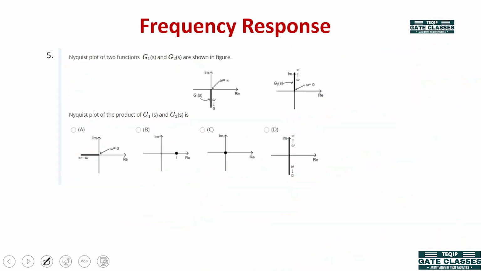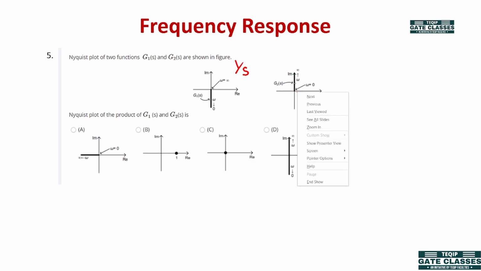Okay, so let's move on to the next question. Here we have been given two Nyquist plots. One is here, when omega is infinity, the magnitude value is 0 and angle is minus 90 degree, and when omega is 0, the magnitude is infinity and angle is still minus 90 degree. That means this is the polar plot for 1 by s. Okay, again in the next plot we have omega equal to 0, magnitude equal to 0, angle is plus 90, or you can write it as 1 by j omega.